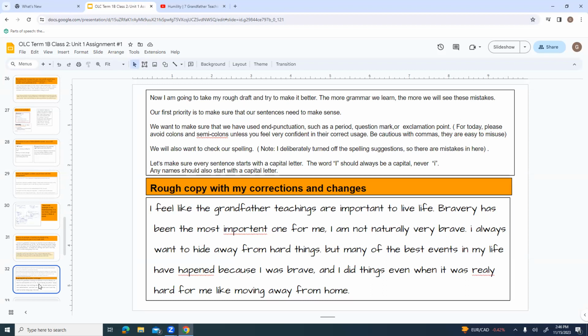We will also want to check our spelling. I did deliberately turn off the spelling suggestions, but the new computer turned them back on again. So we also want to make sure that every sentence starts with a capital letter, and the word I should always be a capital and never lowercase i.